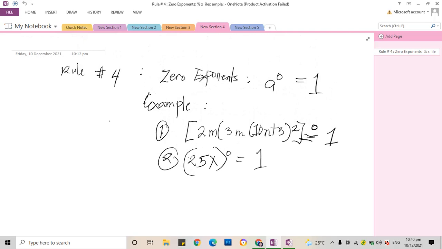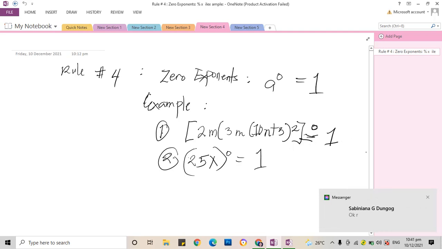Then the fourth rule here is zero exponents. So a raised to the power of 0, the answer is always 1. So for example, like this, (2m times 3m times 10n plus 3 squared) raised to the power of 0. So its answer is 1.